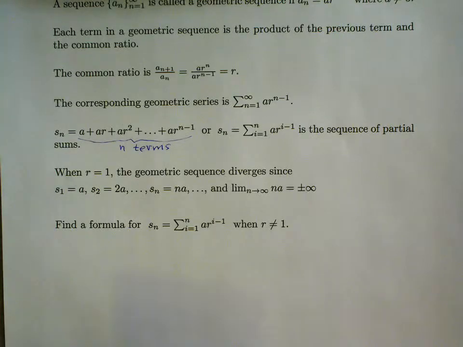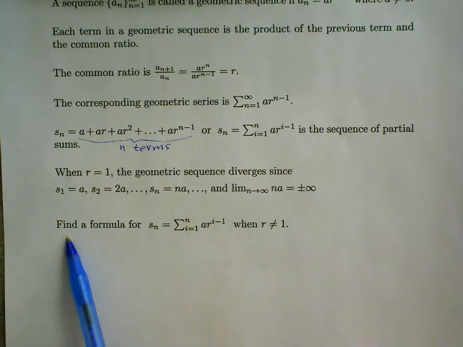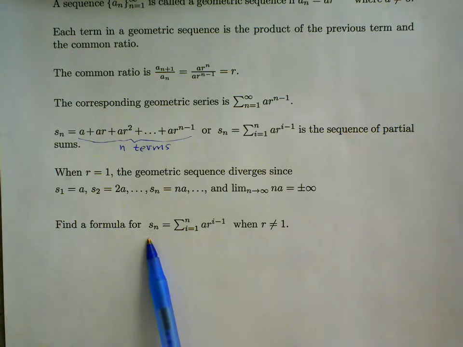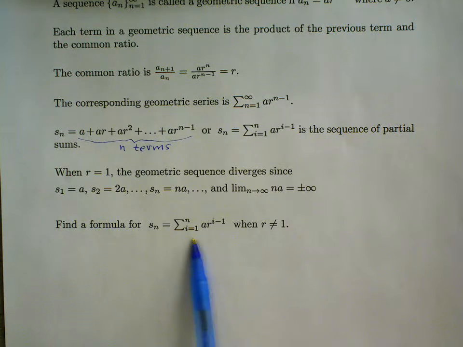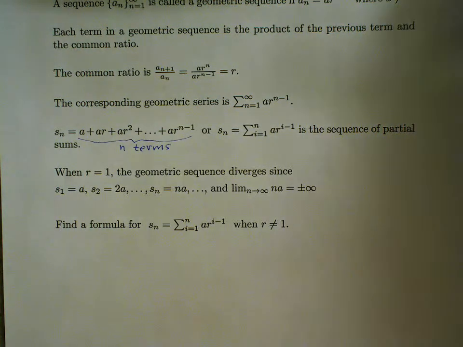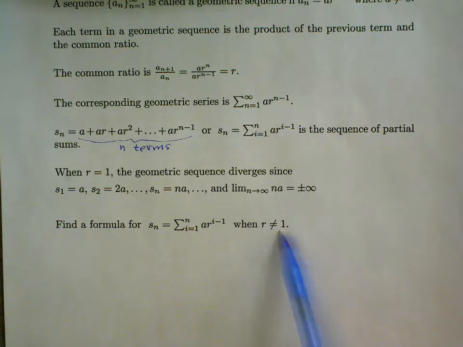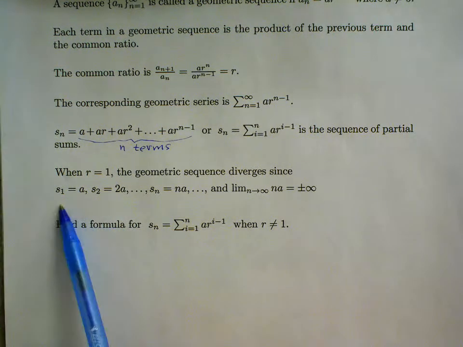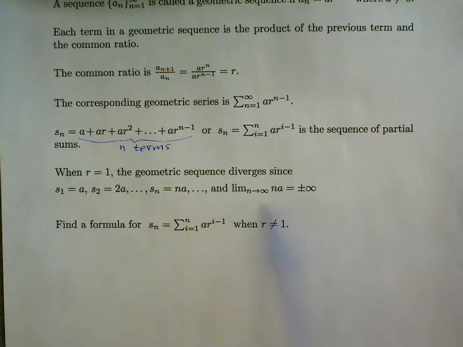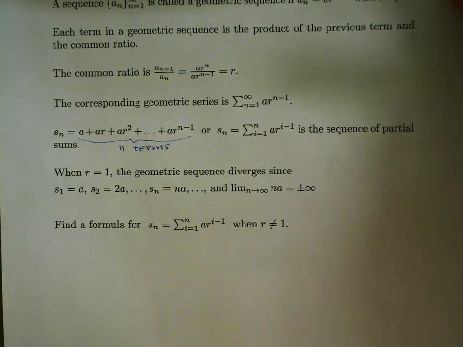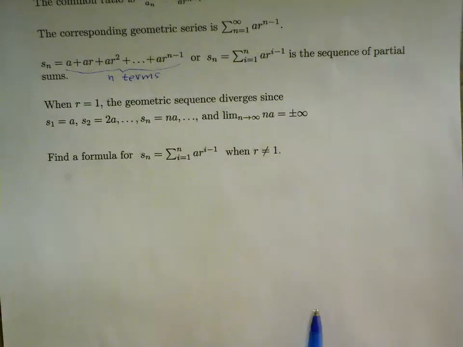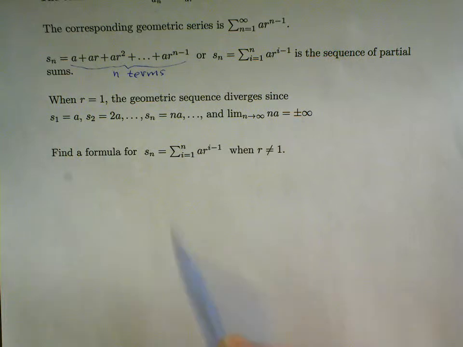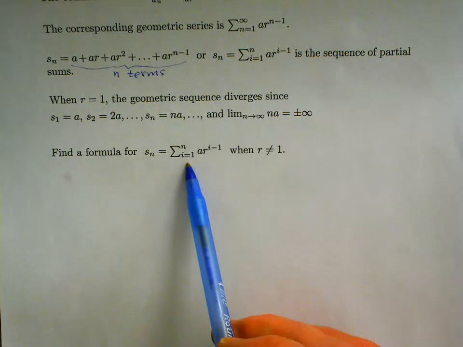Okay, so let's go to work. Let's find a formula for S sub n. That's the sum of the first n terms from a geometric sequence. We're assuming that r does not equal 1, since we already know that when r is 1, the geometric series diverges. Okay, any ideas on how to start by finding a formula for S sub n other than just the sigma notation?